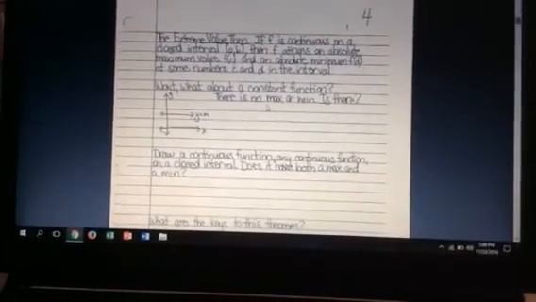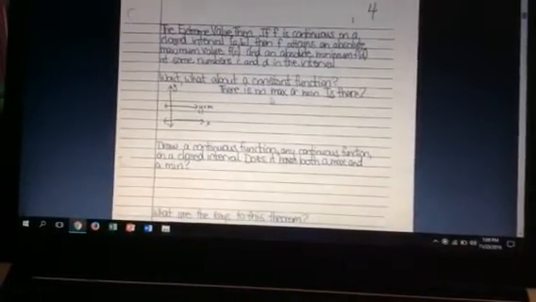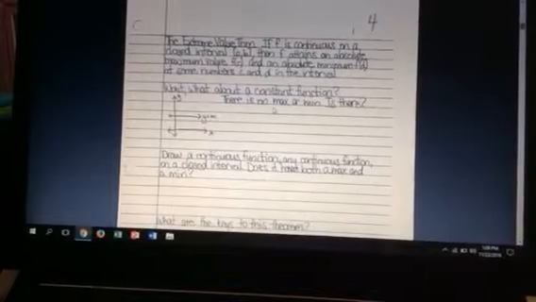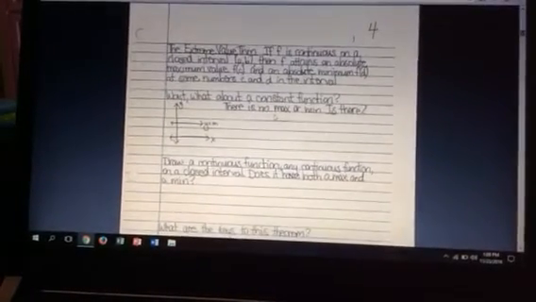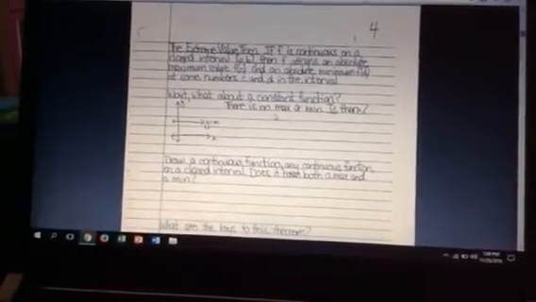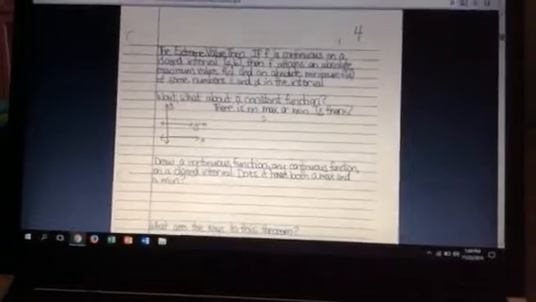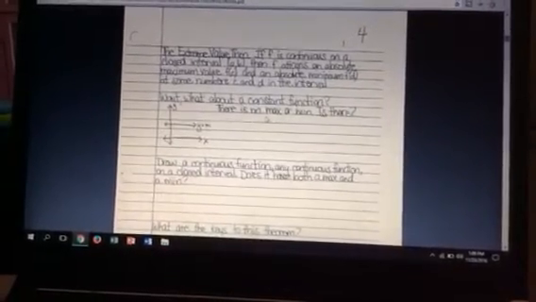Page 4, Extreme Value Theorem. F must be continuous in order for us to even consider the extreme value theorem. If F is continuous on a closed interval, maybe it's continuous everywhere, but as long as it's continuous on some interval, then it has to have an absolute maximum and an absolute minimum at some numbers in that interval. So f of c is the actual maximum value, and it occurs at c, and f of d is the actual smallest value of the function, the minimum, and it occurs at x equals d.